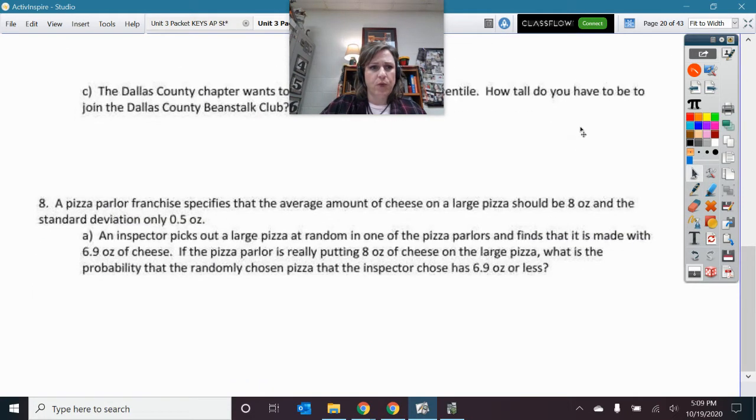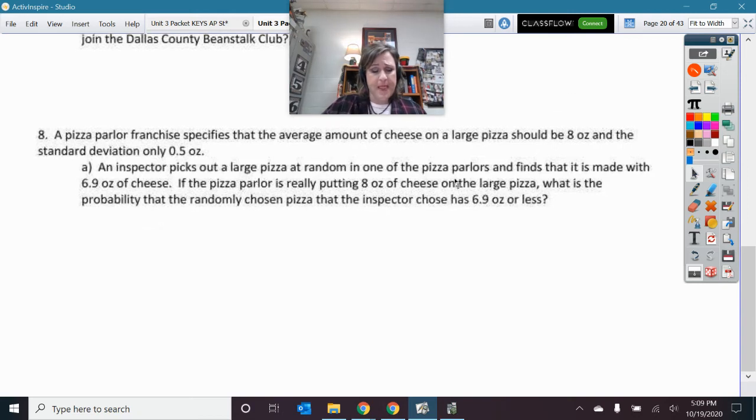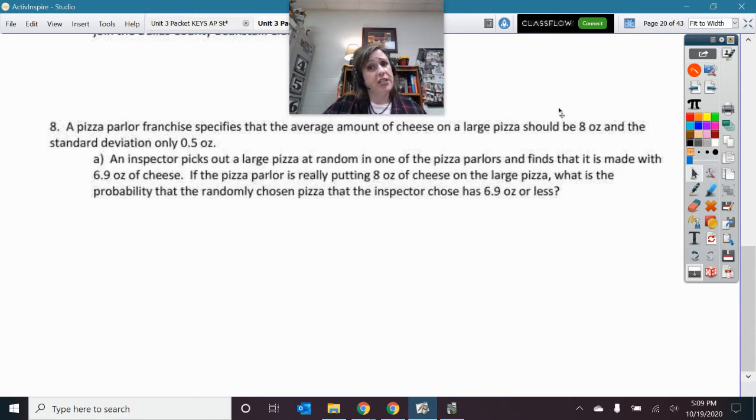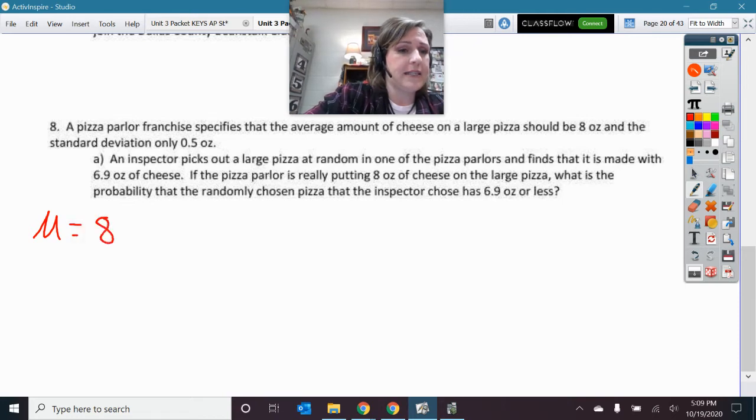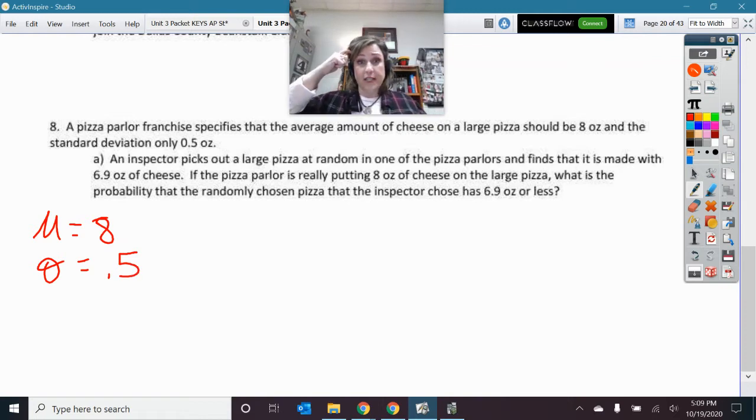All right. We have got a pizza parlor franchise. And they say that the average amount of cheese should be 8 ounces and the standard deviation of 0.5. So I'm already kind of starting off to the side, making my information over here. Okay, I know the mean is going to be 8 and the standard deviation is going to be 0.5. Okay, all right. So now let's go to the question. An inspector picks out a large pizza at random in one of the pizza parlors and finds that it is made with 6.9 ounces of cheese. So that's a context amount.